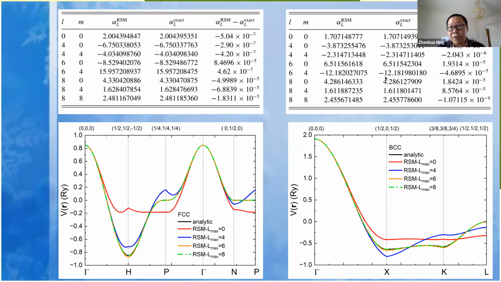And this is the result for BCC. It has similar accuracy as well. And I also plotted the potential for FCC and BCC structure. They show similar behavior to the Jellium model.